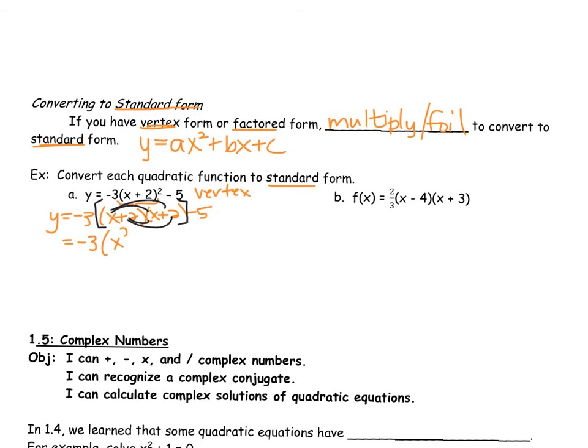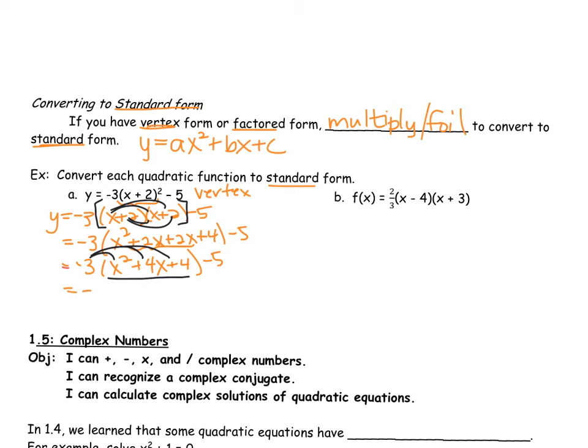X times x is x squared, x times 2, and then there's another x times 2, and then 2 times 2, which is 4. I'm simply going to combine like terms on the inside. Negative 3, that gives us x squared plus 4x plus 4 on the inside of the parenthesis. To eliminate the parenthesis now, we just need to get rid of that negative 3. That means I'm going to distribute it into all three parts just in that parenthesis.